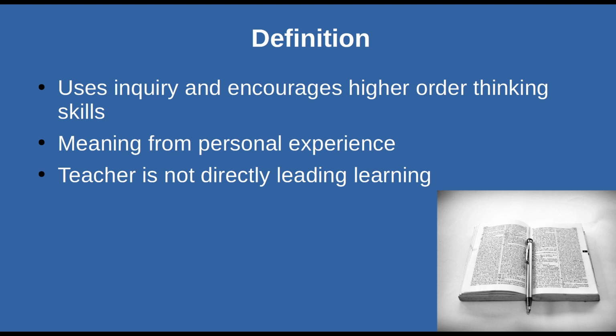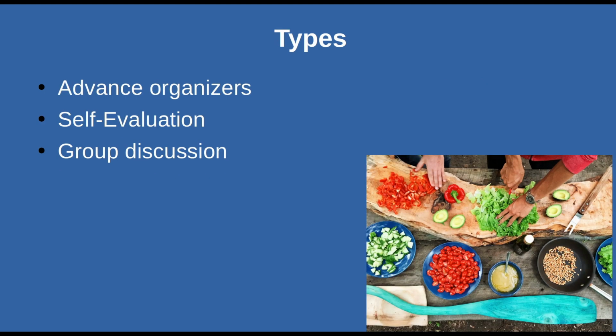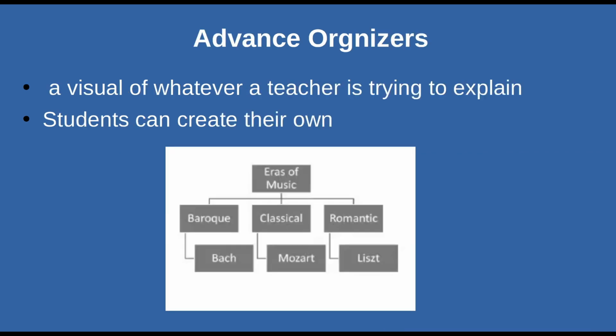So now we're going to look at some examples of indirect instruction and how it can take place in the classroom. So we're going to look at 3: advanced organizers, self-evaluation, and group discussion. With the advanced organizer, you're using a visual that's going to try to capture whatever the teacher said in some form of a picture. If you look here at the bottom of the screen, we have different eras of music, and underneath the different eras of music, we have different composers. And so this is a way to organize the learning experience for the student.